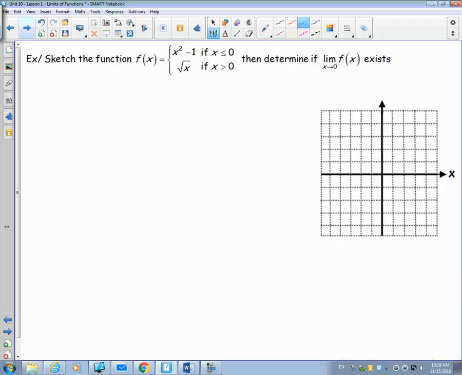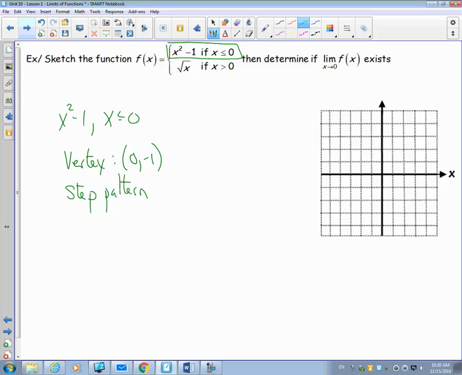Okay, last part. Can you sketch this function for me and then determine if the limit exists? We call these piecewise functions, if you recall. If we take the first part, x squared minus 1, but I only want the parts where x is less than or equal to 0, we might remember this as a parabola. We should be good at drawing parabolas. They have a vertex. The vertex is (0, -1). They have a step pattern. Our step pattern here is 1, 3, 5, and because there's no a value, it really is just 1, 3, 5.